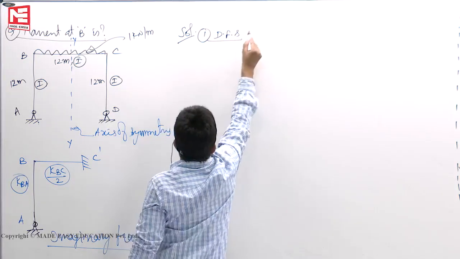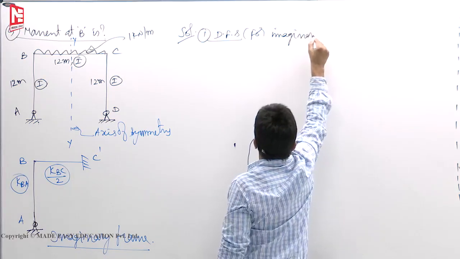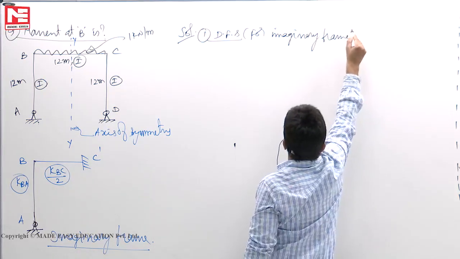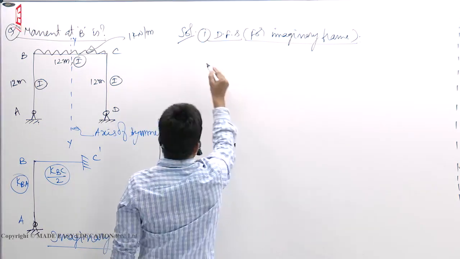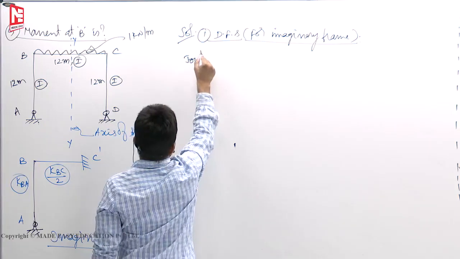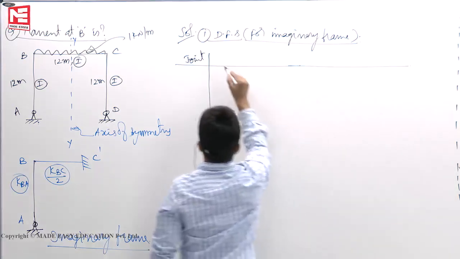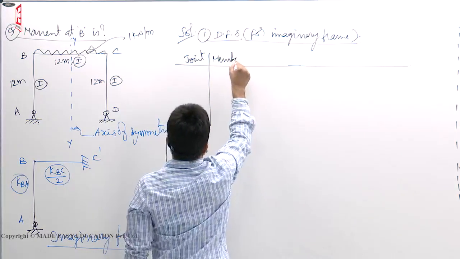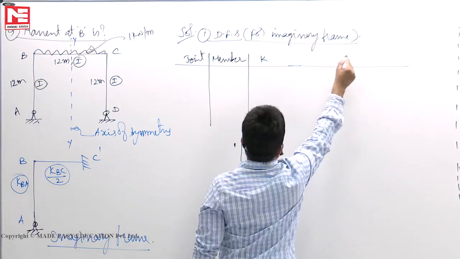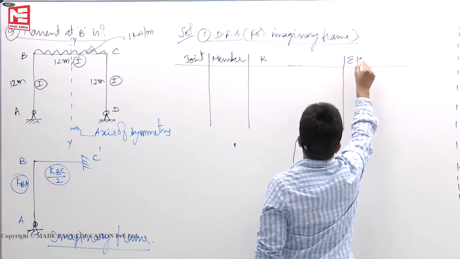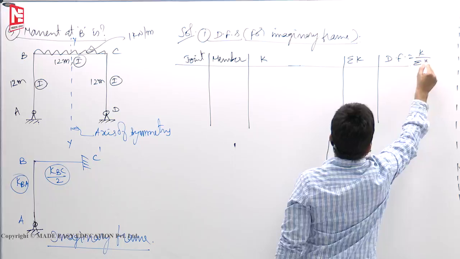Distribution factors for the imaginary frame. This you have to calculate because you don't know beforehand. You have to spend time. Joint, member, K, sigma K, then distribution factor K by sigma K.